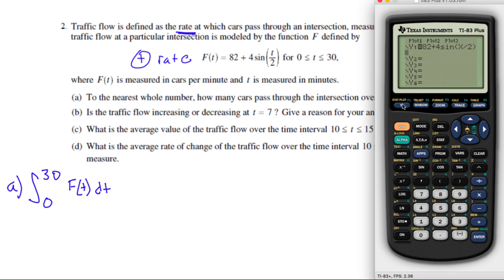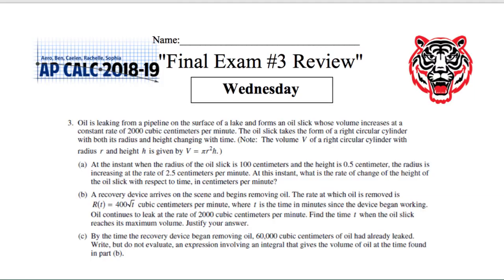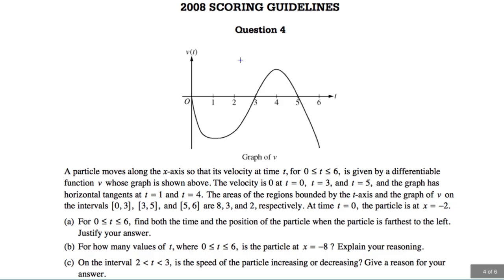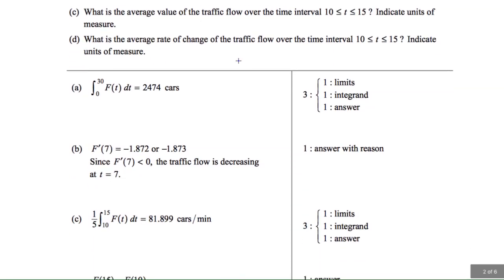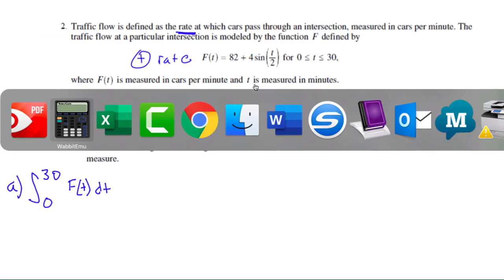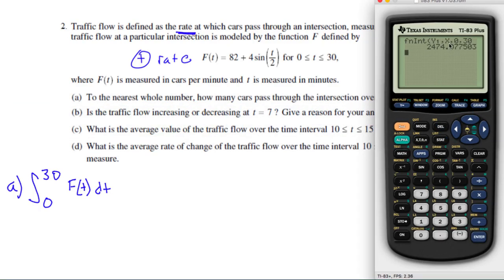All right, we already know how to do that, so let's get out of here. We're going to do math, Math 9. So it's going to be the integral, with Vars, Y-Vars, enter 1, Y1 with respect to x from 0 to 30. And we should get the answer. We have the key in front of us. If I scroll up to problem number 2, it should be 2,474. Let's see if we are actually getting that. 2,474. Nice, to the nearest car.